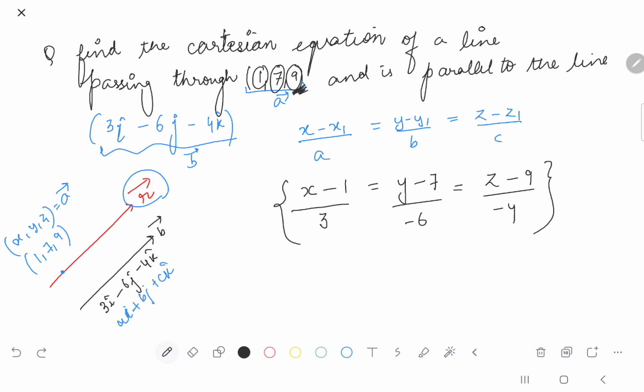Any doubts on this? Clear? So what exactly is happening here? My point is that it is going to be x minus 1 over 3, y minus 7 over minus 6, and z minus 9 over minus 4. If I have this, what do you think right here? This is going to be lambda. You understand? So this is my Cartesian equation of my required line.